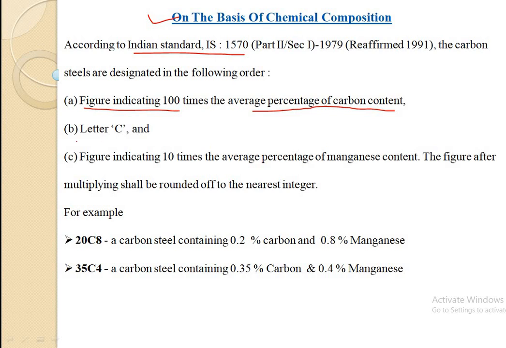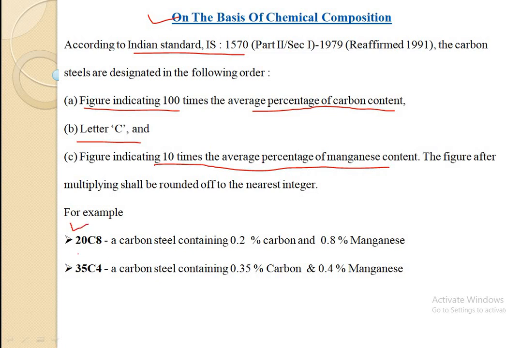Now this number is followed by a letter C. The C stands for carbon. That's why it is a percentage of carbon. And after C, the number indicates 10 times the average percentage of manganese. The first number indicates 100 times the percentage of carbon content. After that there is a letter C, which stands for carbon, and after C the number indicates the percentage of manganese. Let's see an example.